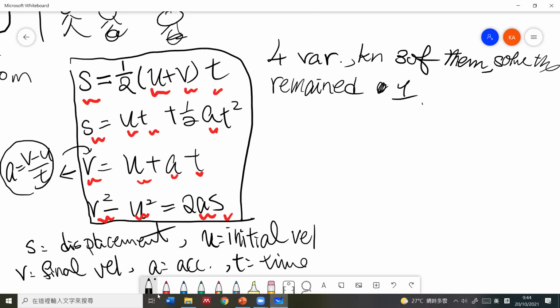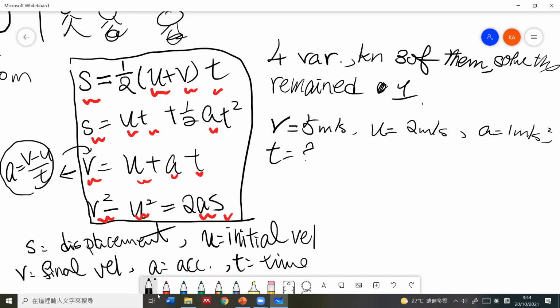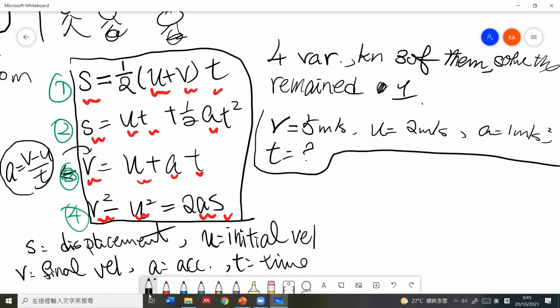How do we use these 4 equations? For example, if I tell you that v equals 5 meters per second, u equals 2 meters per second, and a equals 1 meter per second squared, you need to find the time. Which equation should you use? Let's label these 4 equations: equation 1, 2, 3, 4. If I give you these 3 values and ask you to find the time, which equation should you use?